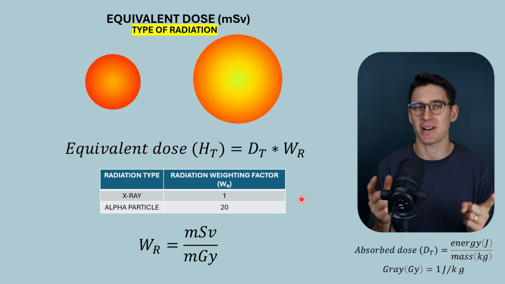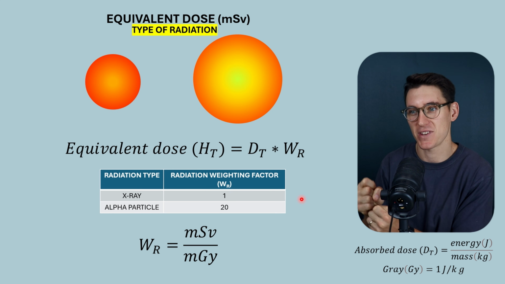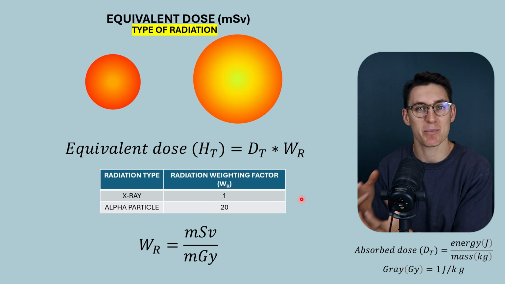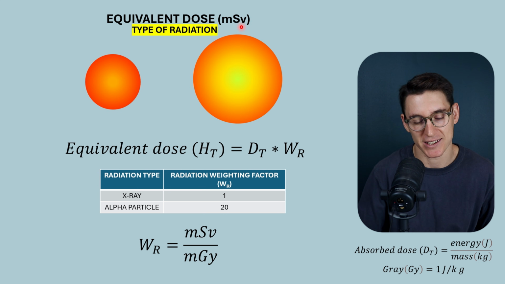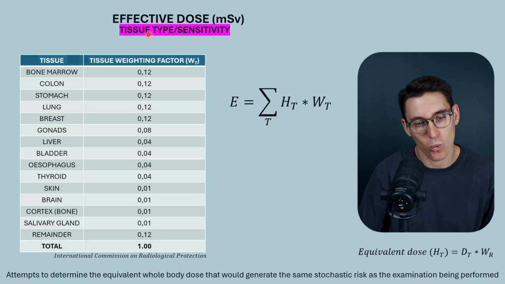Again, this has said nothing about the patient yet. So our equivalent dose hasn't taken the patient into account. It's taken into account the parameters that we've used, say, in our CT machine, and the type of radiation that we're using to calculate some form of risk. What we want to do now is try and calculate what risk comes from the specific tissue type.